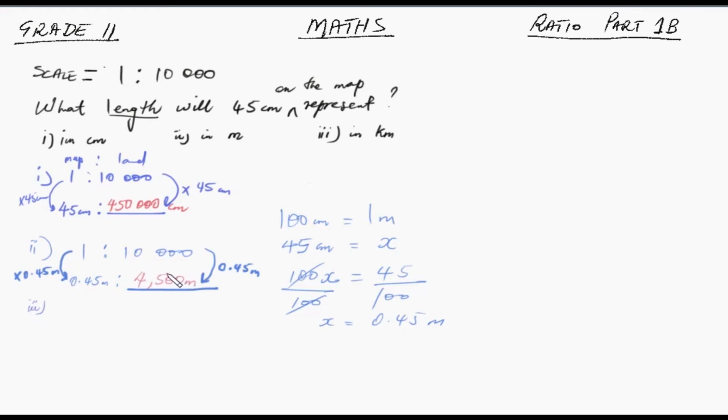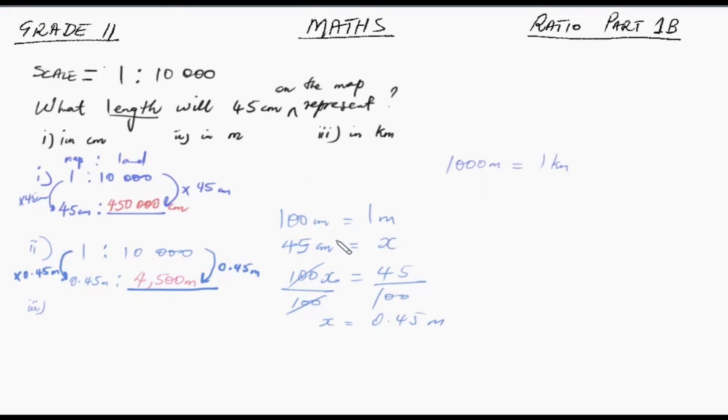First of all, you need to know that they want you to find this in kilometers. So you convert this 45 to kilometers. We know that 1,000 meters is equal to 1 kilometer. Because if we convert this to centimeters, we'll come back here and say 1 meter equals 100 centimeters.